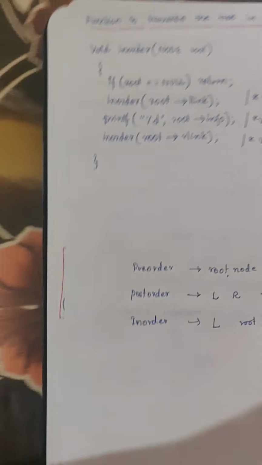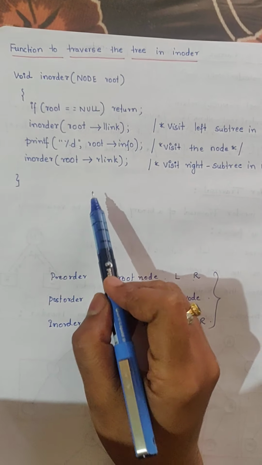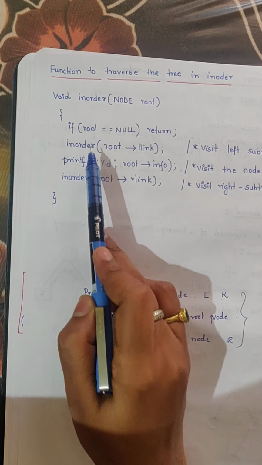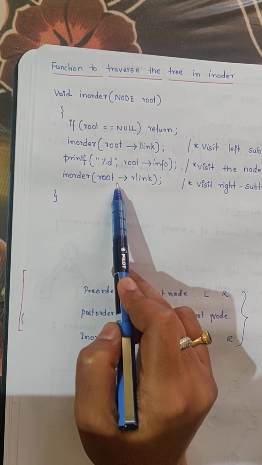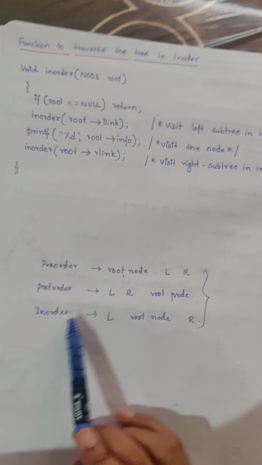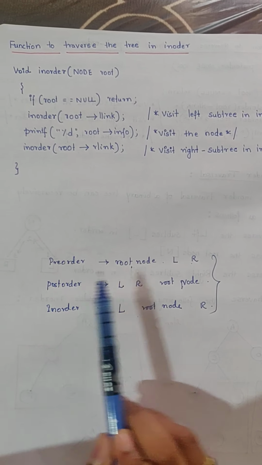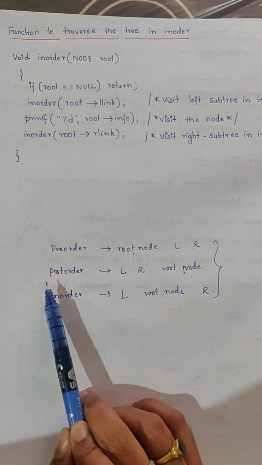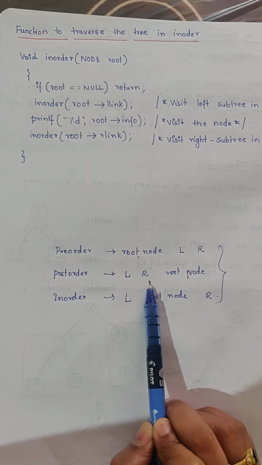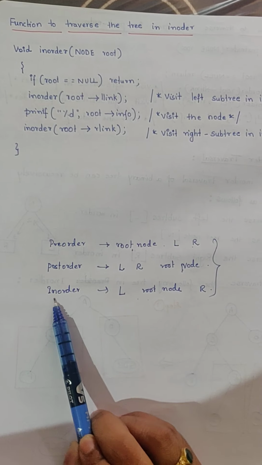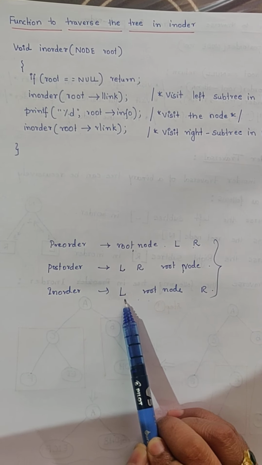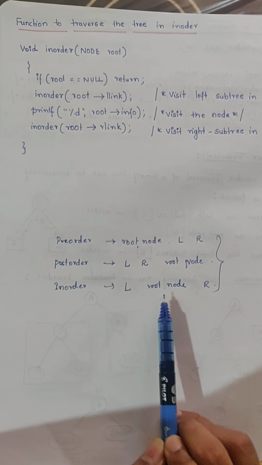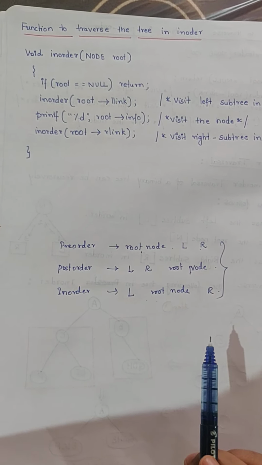So the same thing for the functions whatever you are having. In order means the printf statement will be in between two things, that is the L link and the R link. So I have summarized it here. In the pre-order, first you will be printing the root node, then the left child, then the right child. In the post order, first will be the left, then the right child and then the root node. In the in order, first will be the left, then the root node and then the right child.